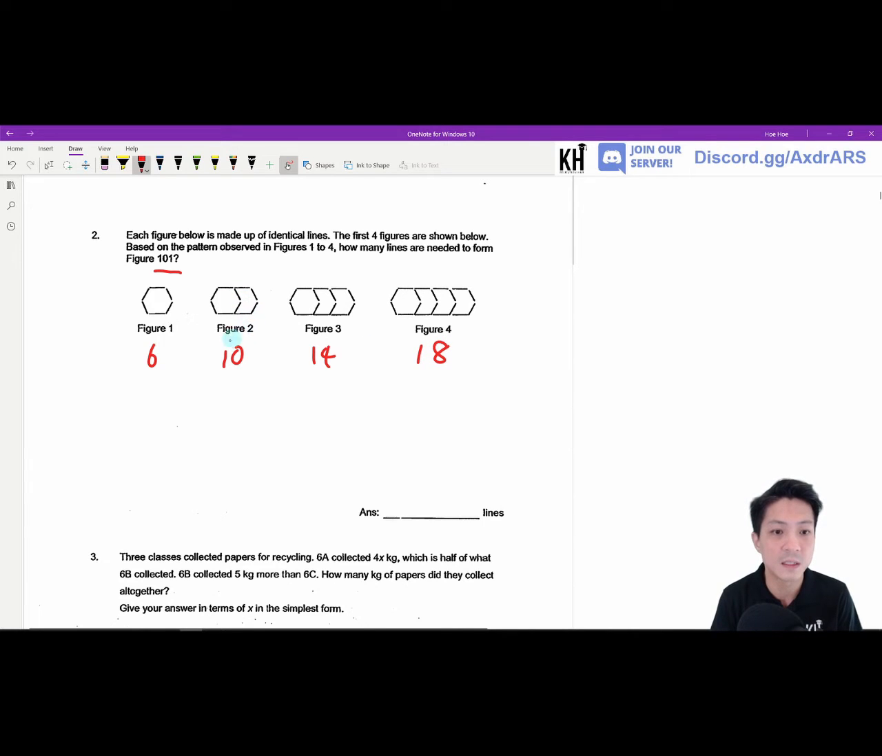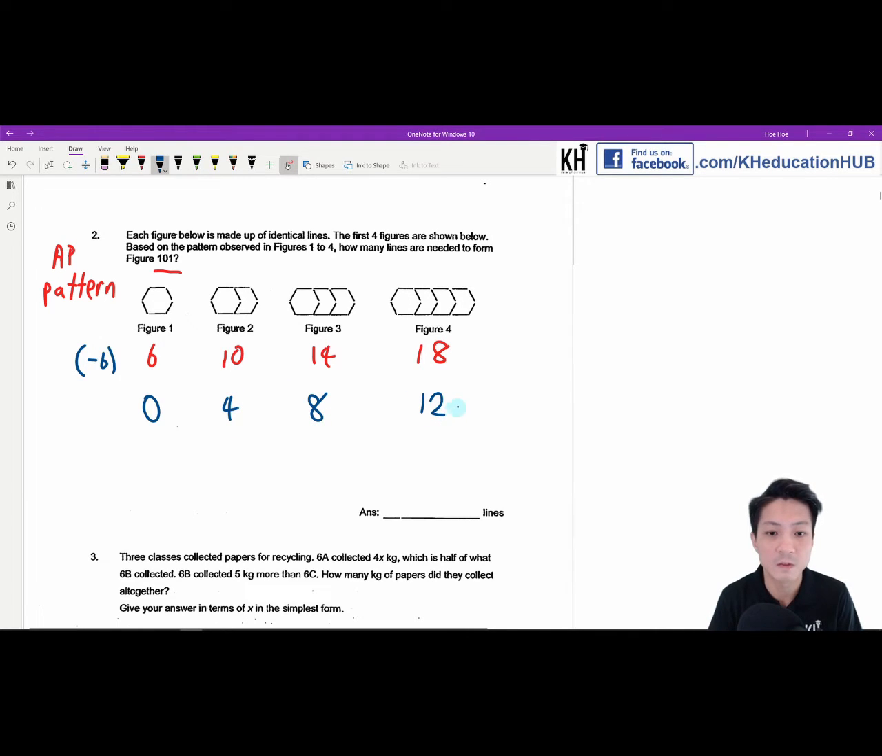So you can see that each time there is a plus 4, right? And remember, this is called the AP, AP pattern. What happens for the AP pattern is if you minus away the number in the first figure, if you minus 6 from everything, this will become a 0, this will become a 4, 8, and this will become a 12. And then you realize it follows the 4 times table.